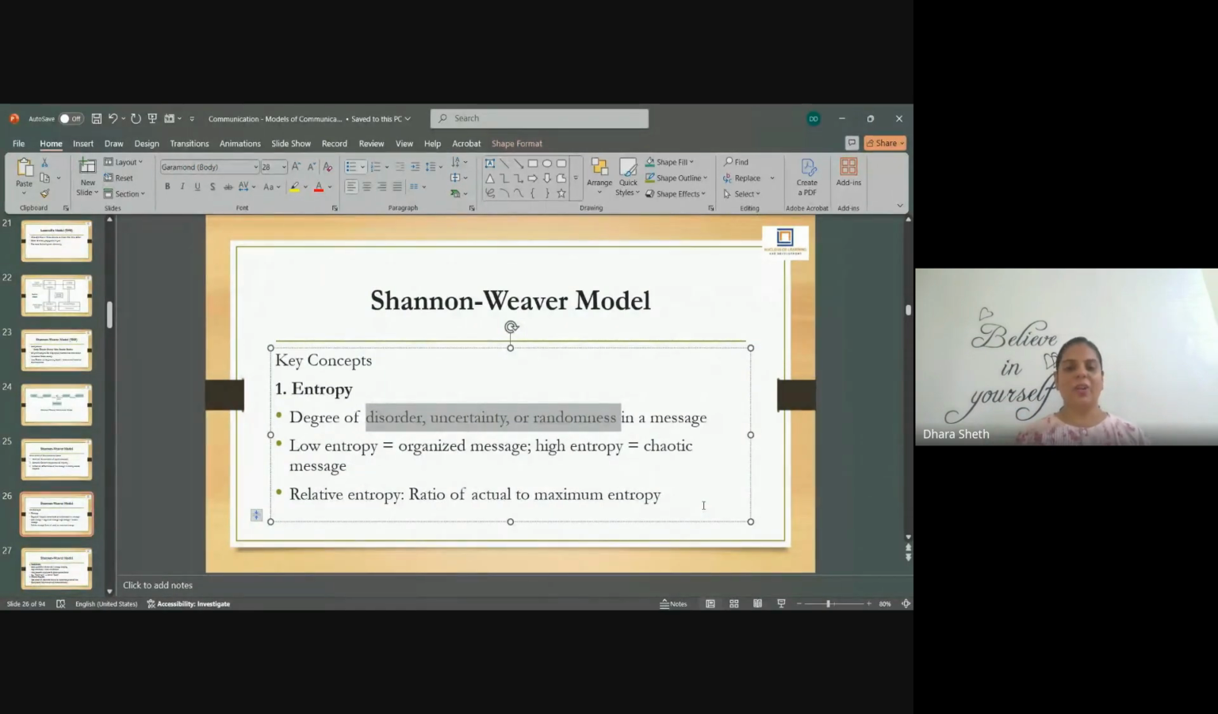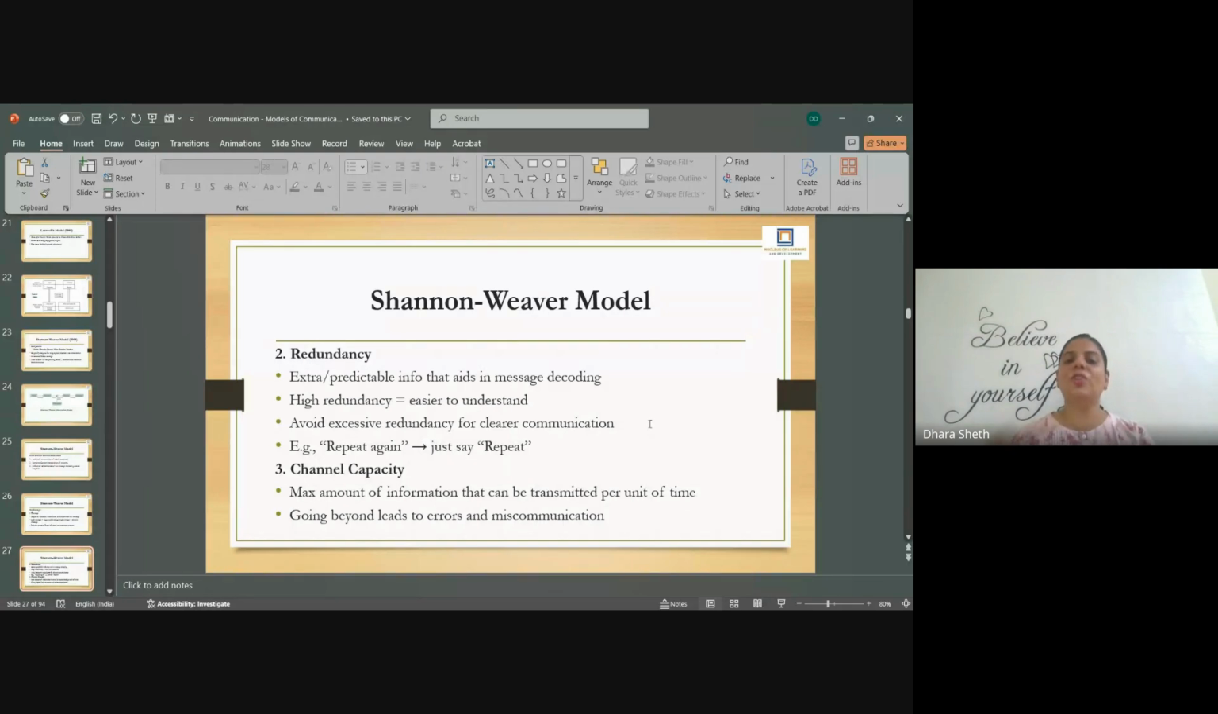There's uncertainty or randomness. Relative entropy is the ratio of actual to maximum entropy. Like, maximum this much chaos is possible. Now what's the actual chaos? The ratio of those two is called relative entropy. I haven't read anything related to relative entropy so far when it comes to question solving, but the word entropy is definitely there when it comes to classroom communication also, and even as options for questions.